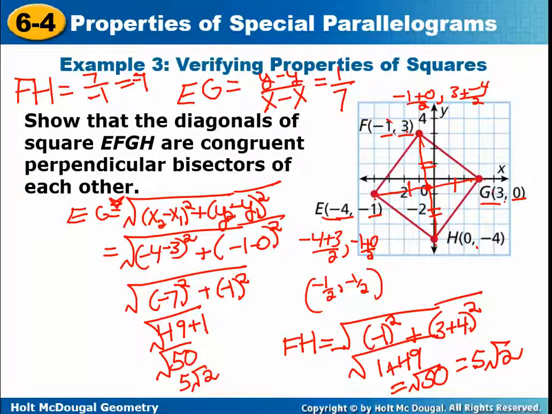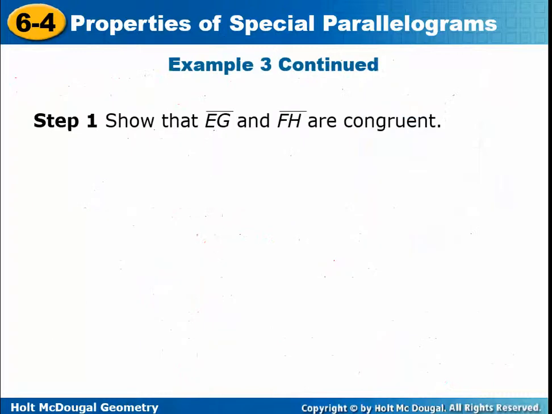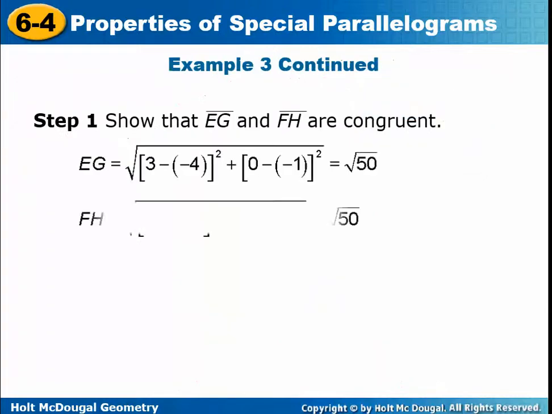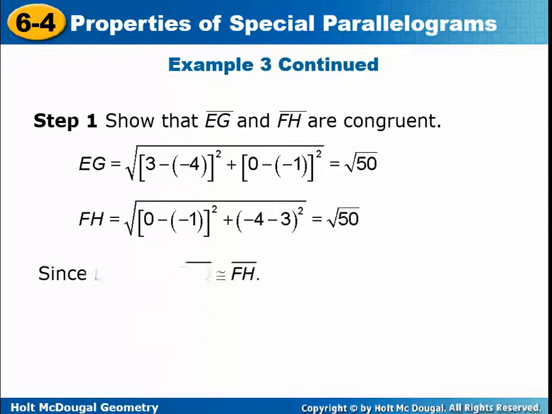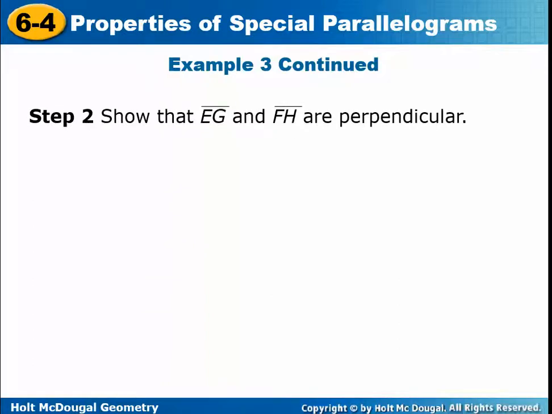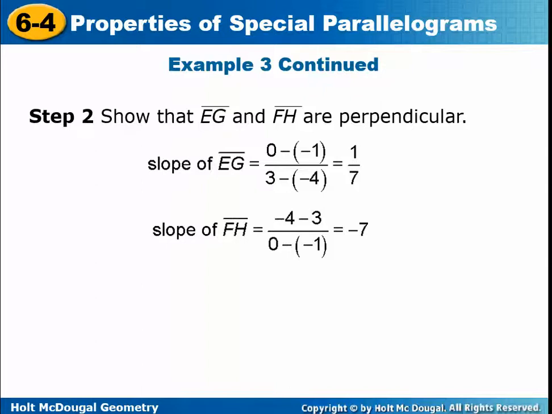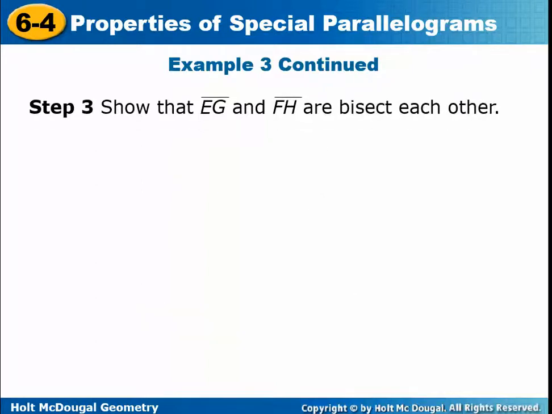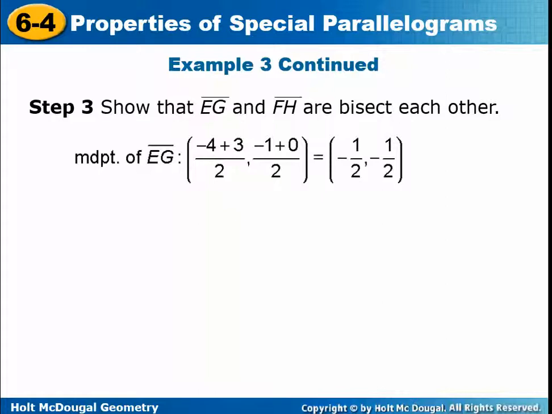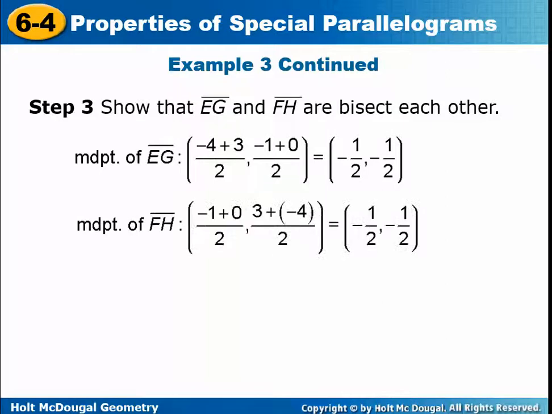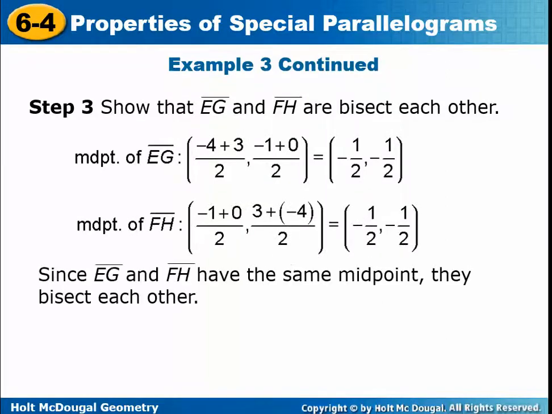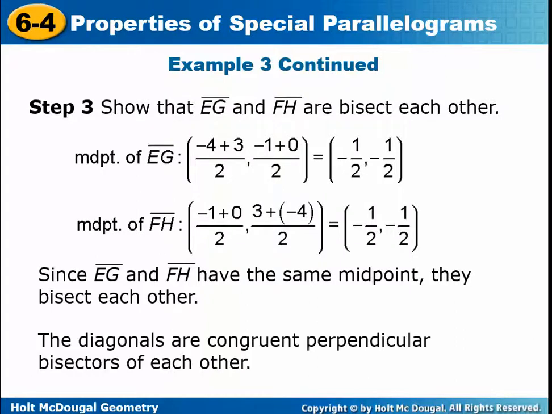So as I click through here, you'll see the steps. They first show that they're congruent. They got the square root of 50 for both of them. Then we showed that they're perpendicular by finding the slopes. One was 1/7, one was -7. And then the last step was to show that they bisect each other by finding the midpoint of each of them. And since the midpoints were the same, that means they bisect each other. It doesn't matter in which order you do those three things, but those are the three things that we had to do.